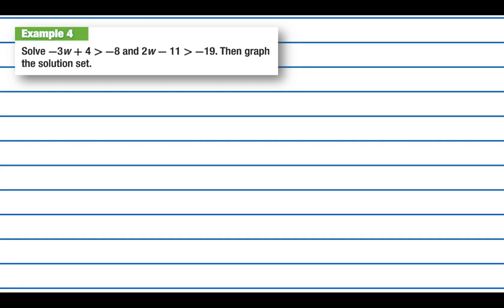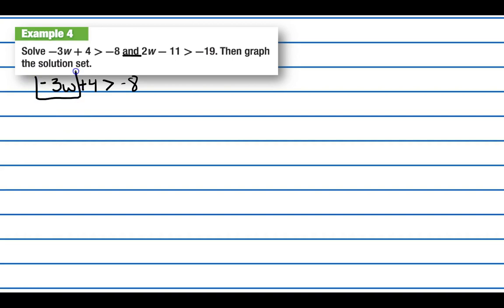Alright, so example 4. We're going to solve negative 3w plus 4, which is greater than negative 8, and 2w minus 11, which is greater than negative 19. And then we're going to graph the solution set. So negative 3w plus 4 is greater than negative 8. I remember it's greater than because it makes that weird looking G for greater than. Now we're going to go ahead and solve for w.